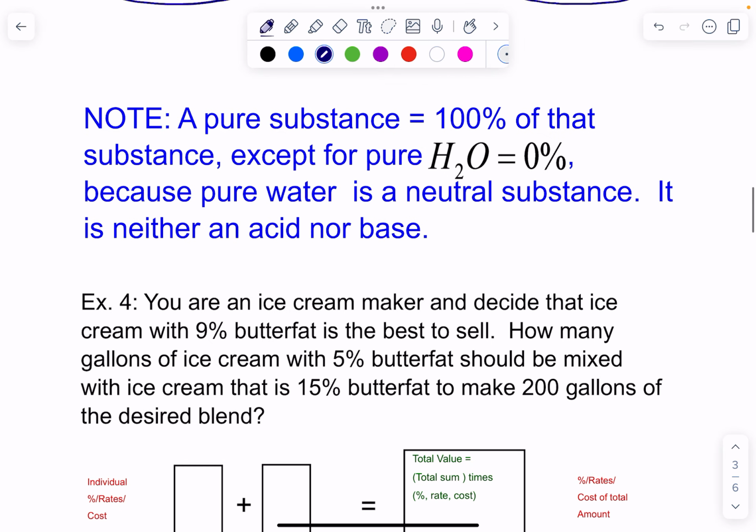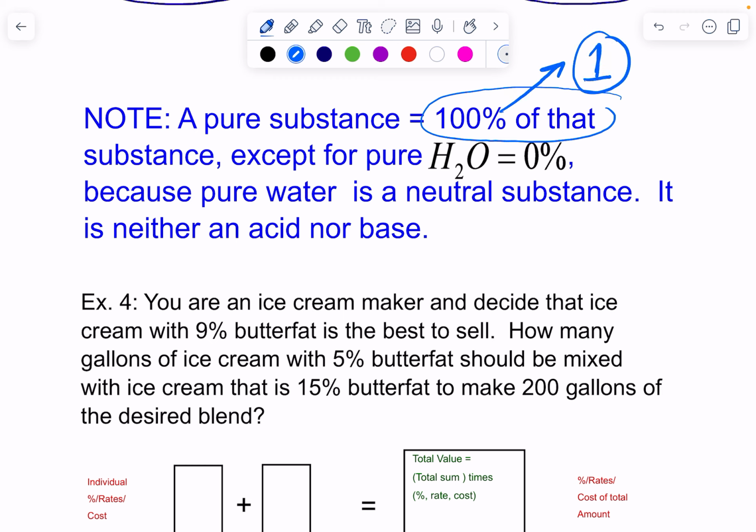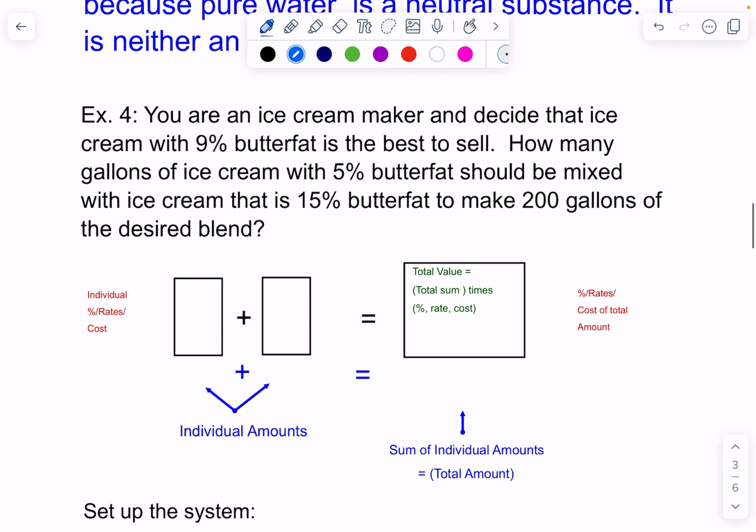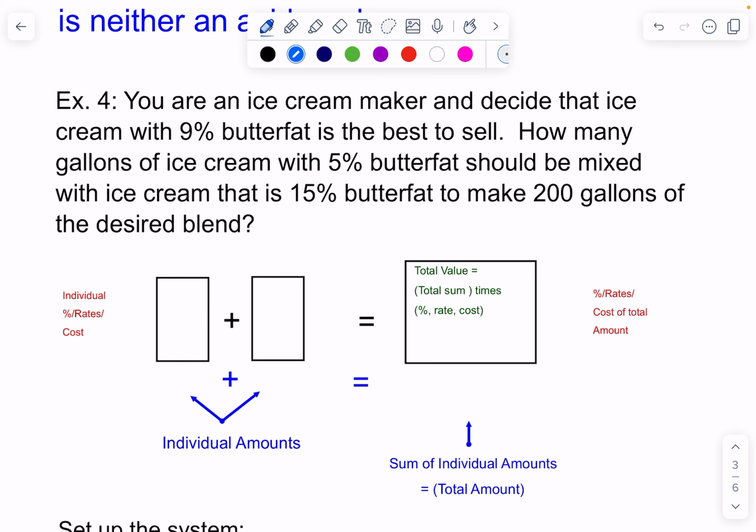Please note, we're dealing with chemistry, scientific combinations and mixtures. A pure substance is always 100% of that substance. And remember that when we're working with the value of 100%, that equals just one whole. Okay? Except for water, H2O. Water is always denoted as 0% because pure water is neutral. It is neither an acid or a base. Okay, so let's check this out. Some more percentage mixture problems.